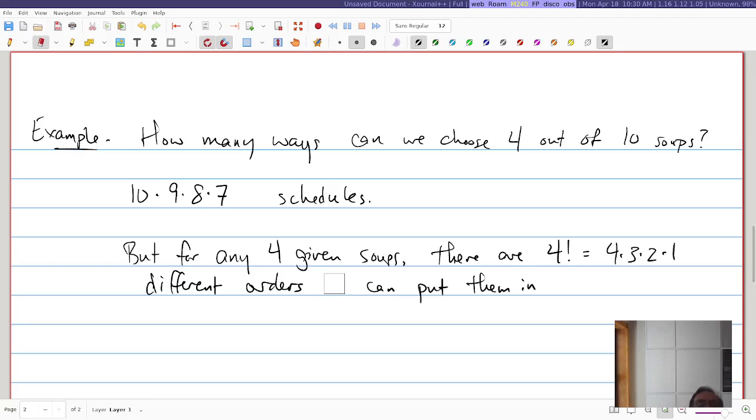I should say we. But all of those orders, I want to consider them equivalent, because I actually don't care about the order. Given the same 4 soups, any order that they're in, to me, that's all the same.